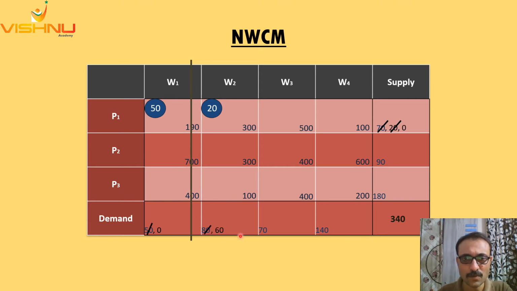Now since the row total has come down to 0, the remaining cells are pointless or useless from the future transportation point of view, and hence to be on the safer side we just strike off that particular row. Now the revised matrix tells us that the northwest corner is cell P2 W2. So this is the cell that we identify.